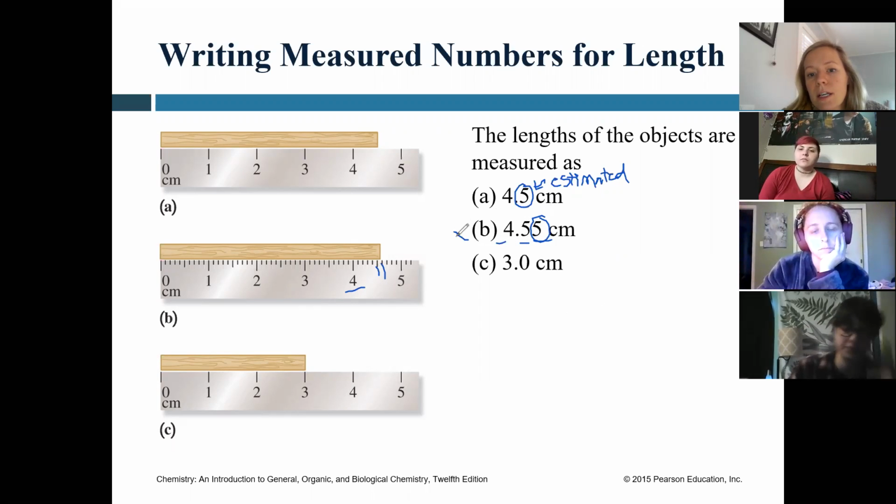Do you see how this number here is more precise than this number here? This number we would say has 2 significant figures. This number here we would say has 3 significant figures. It's a little bit more precise than the previous one.